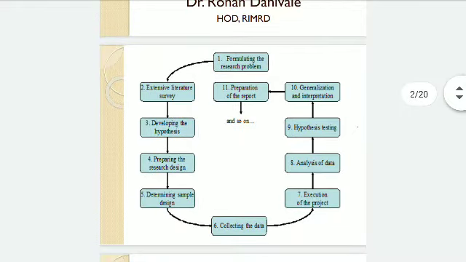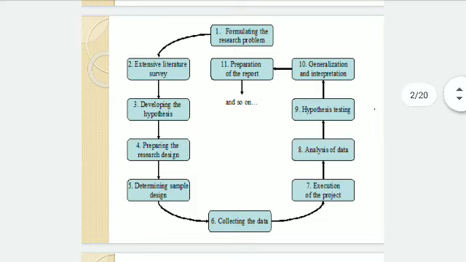First of all, we will start with this diagram. This diagram you have already studied in the subject business research method. The very first step of your summer internship project will start with formulation of your research problem. The next step is you have to do literature survey. It will be followed by development of your hypothesis statements. Then you have to prepare a research design. After that, you have to determine your sample size.